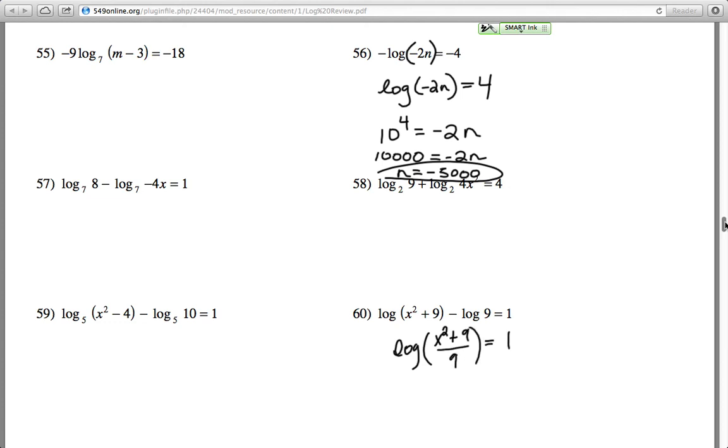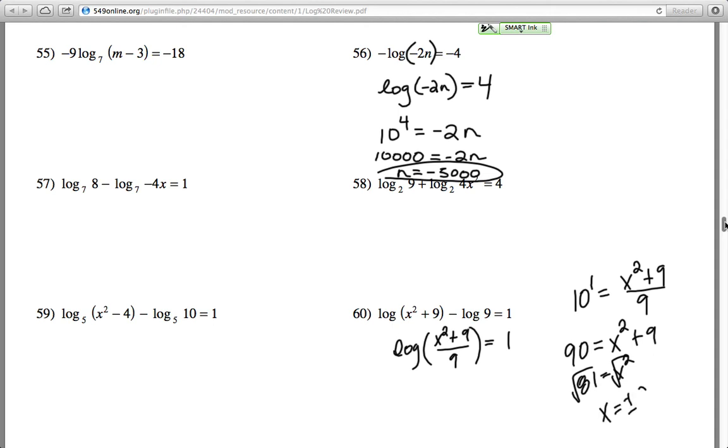Is it a single log? Now you convert it to an exponent. What's the base of common log? Base 10. So it's 10 to the first equals (x squared plus 9) over 9. How do you solve this? Multiply by 9. You're going to get 90 equals x squared plus 9. What do you do now? Subtract 9. You're going to get 81 is equal to x squared. What do you do? Square root of both sides.